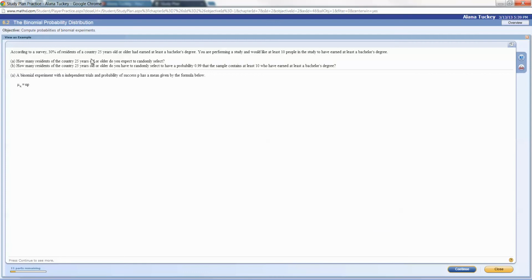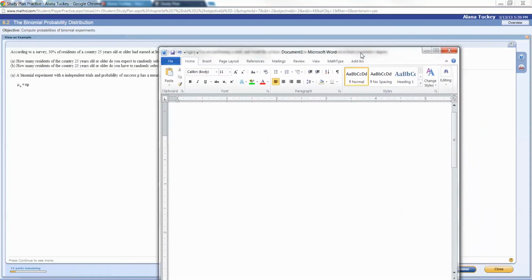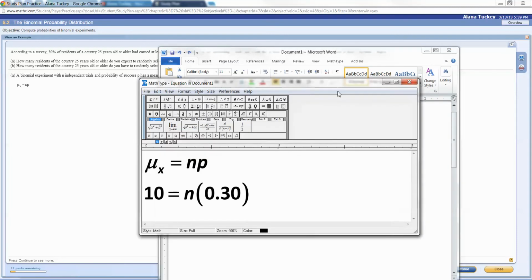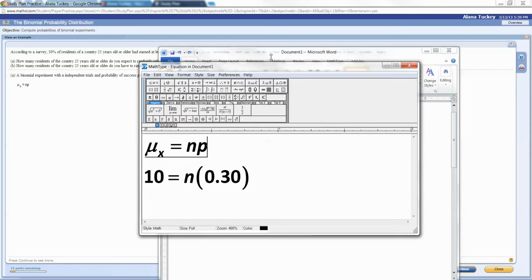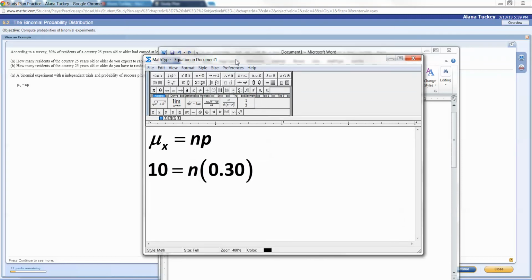Okay, so 30% is our proportion, right? And we want our mean to be 10 because we want it to be at least 10. So we need to figure out how many residents to randomly select. Let me bring up a sheet of paper. All right, here it is. The mean is n times p. That's the formula for a binomial mean, and this is definitely binomial, right? P is 30%, and we need to figure out how many people we need to get. That's what we're trying to figure out, how many fixed trials we want.